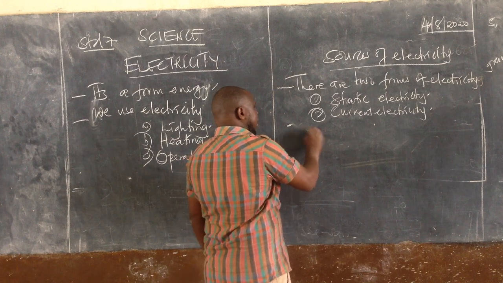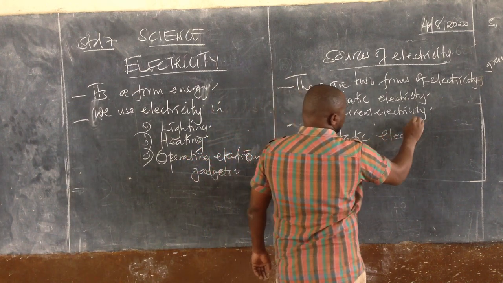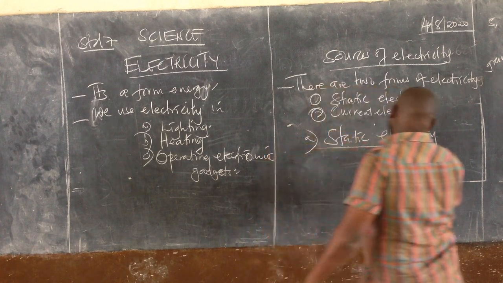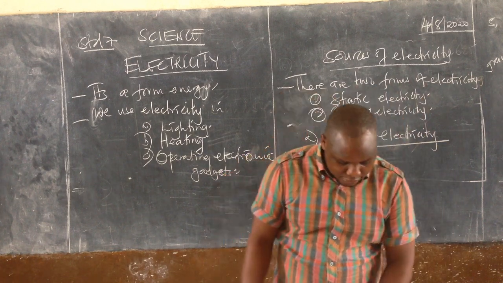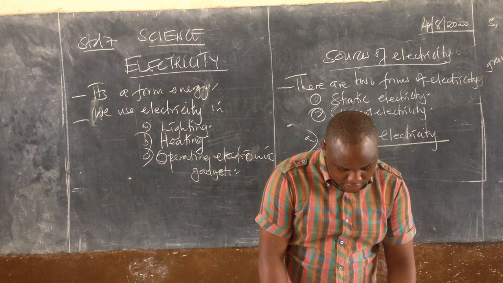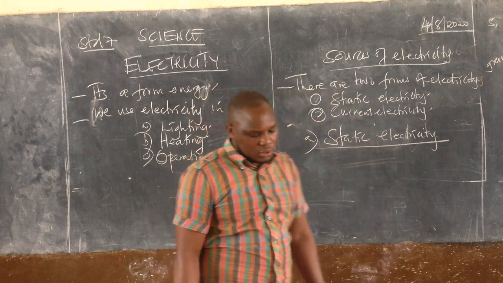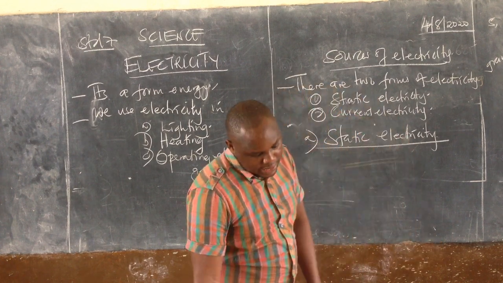I'm going to deal with number one, the static electricity. We are going to see exactly what we mean by static electricity. So we are saying static electricity is produced by rubbing two substances one against the other.